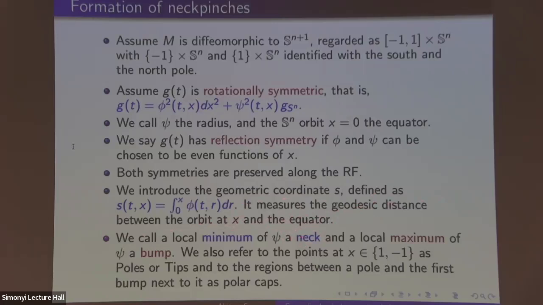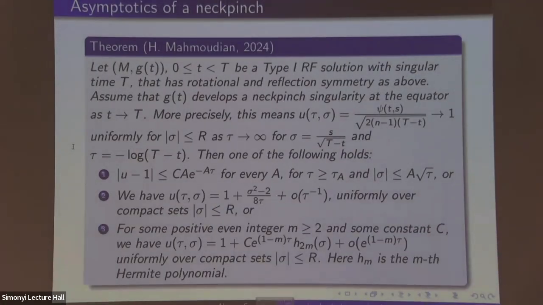And so here is the result that he shows: if you take this g(t), which is a type 1 Ricci flow with some singular time capital T and has these symmetries, and let's assume that it only develops this type of neck pinch singularities. What does that mean? You can mathematically write this in the following form. I take u to be the rescaled radius of the original flow, and it converges to 1 uniformly on this rescaled sigma. Sigma is also the rescaled distance from the equator, and tau, the time, is also rescaled.